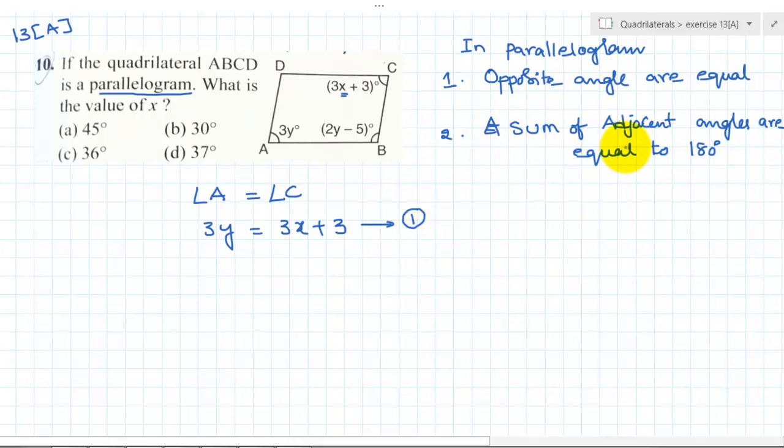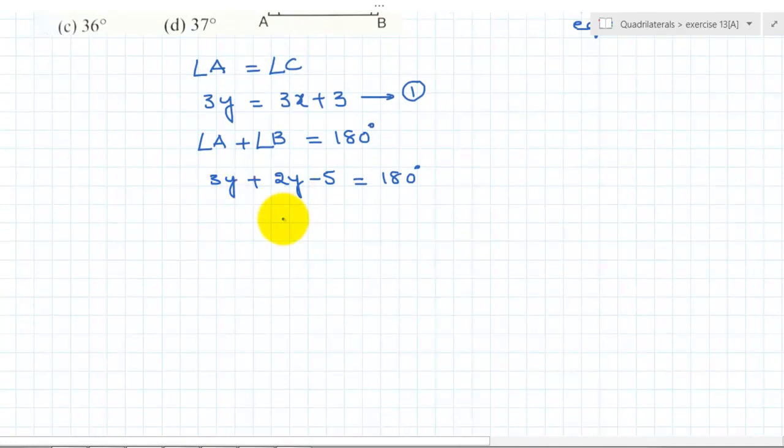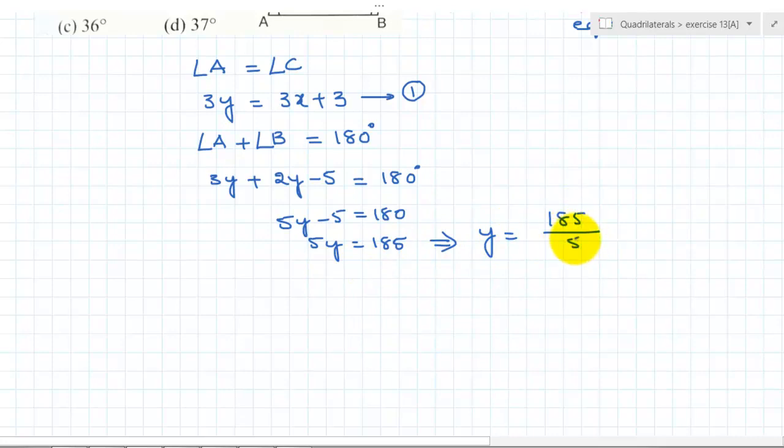By using the second property, we can say the sum of adjacent angles is equal to 180. What are the adjacent angles here? Angle A and angle B are adjacent angles. So the sum of adjacent angles is equal to 180 degrees. So from that, what is angle A? 3y plus 2y minus 5 is equal to 180 degrees. Right. So from this, what is the sum of these two? 5y minus 5 is equal to 180. 5y is equal to 185. If you bring the 5 to the other side, you'll get that. From this, we can write y is equal to 185 divided by 5. 5 3s are 15 and 7 times. So it is 37. Let us take this as equation number 2.